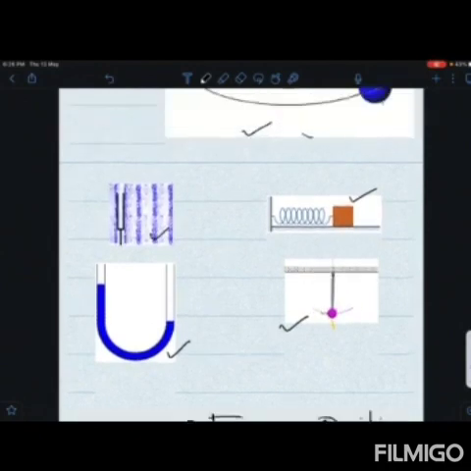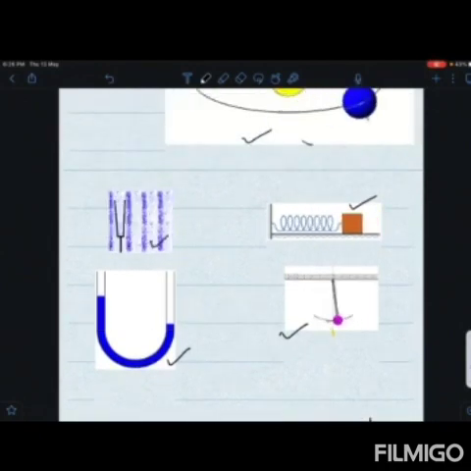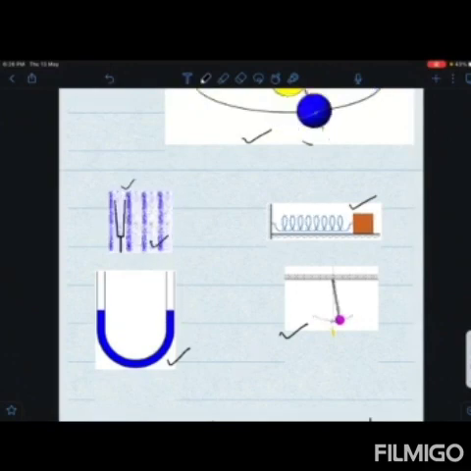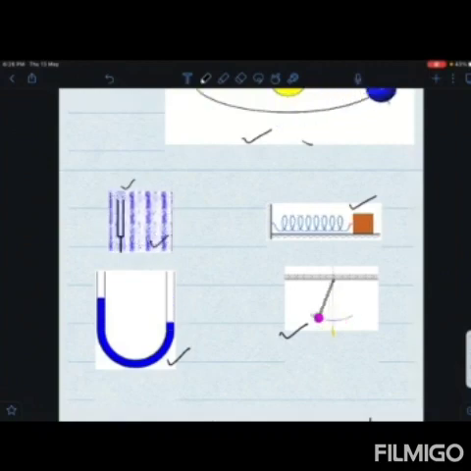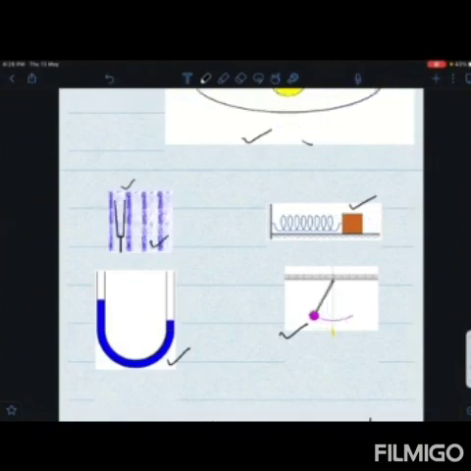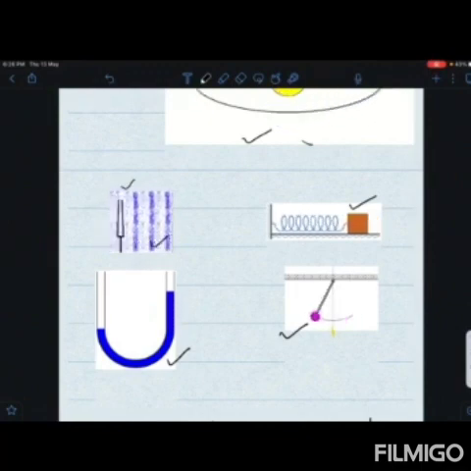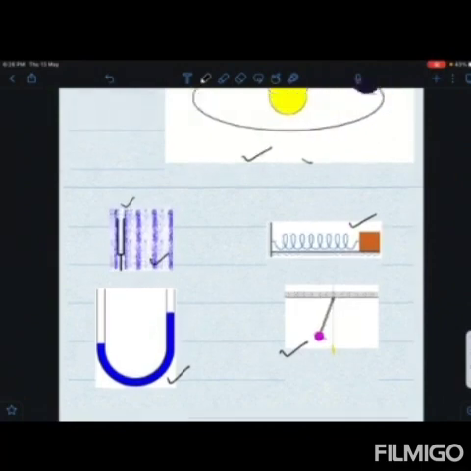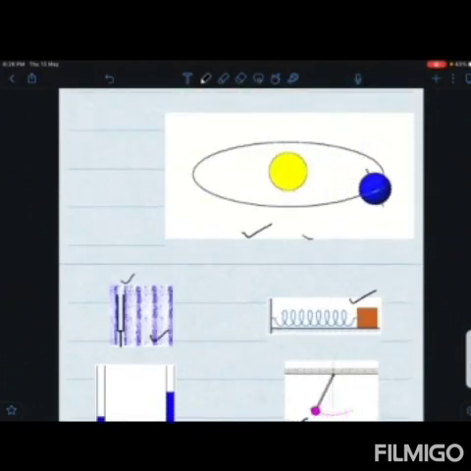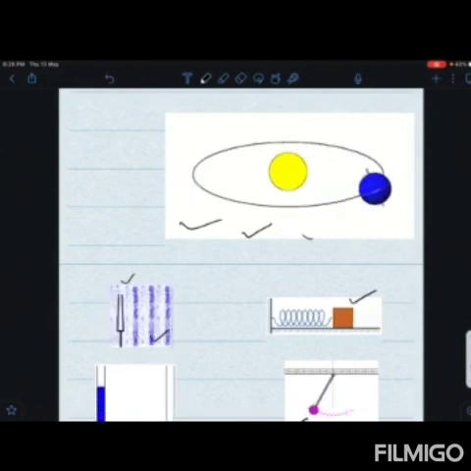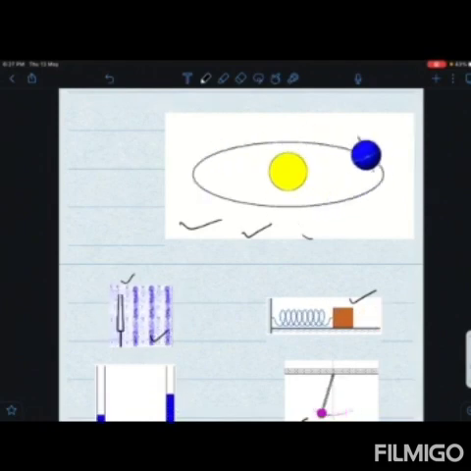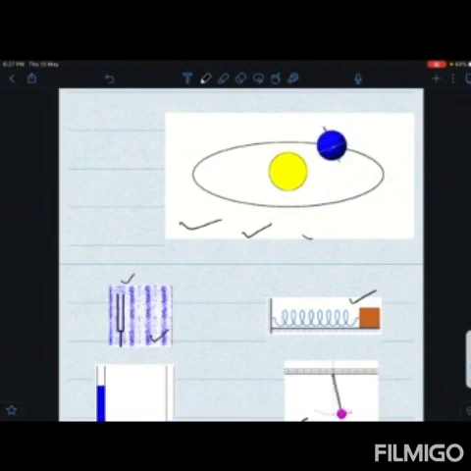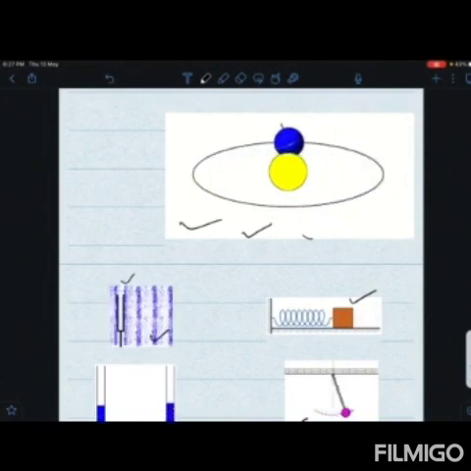So you can see that here the tongues are making a to and fro motion. Here also the spring is making a to and fro motion. Here also the liquid is making a to and fro motion. The pendulum also. But you can see this is not a to and fro motion, this Earth moving around the Sun. So now we can conclude that to and fro motions are oscillatory motions. These oscillatory motions are periodic, but not all periodic motions are oscillatory.